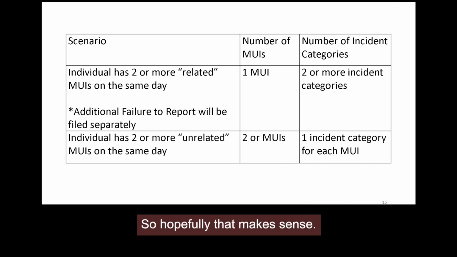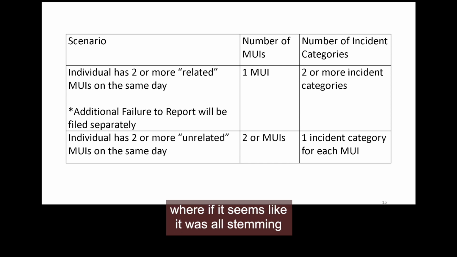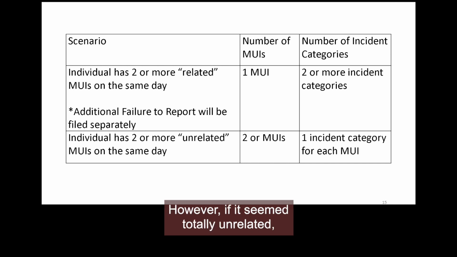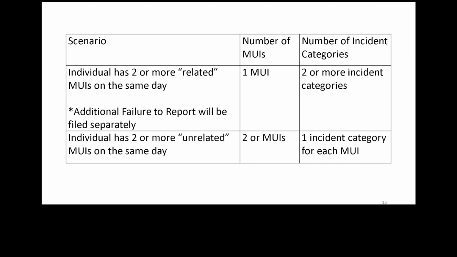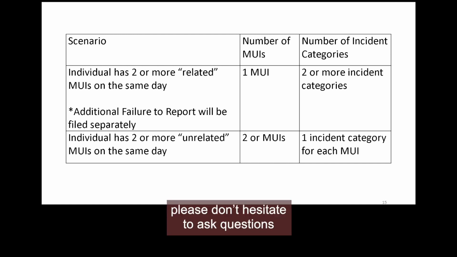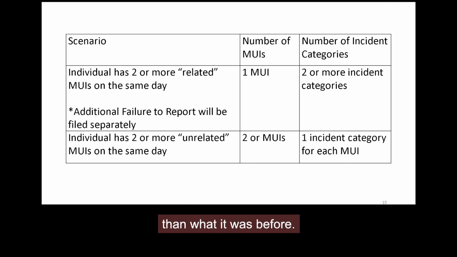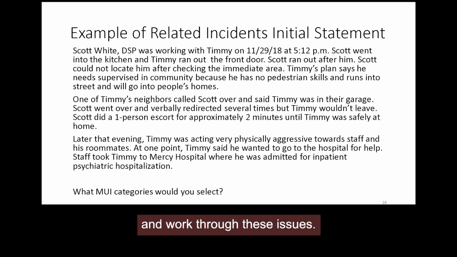So hopefully that makes sense. We tried to create some efficiencies where, if it seems like it was all stemming from the same event, and it made sense, we would make that one MUI with multiple categories. However, if it seemed totally unrelated and it really didn't make sense, then we're going to keep those as 2 separate MUI filings as we have them today. As we go through this presentation, please don't hesitate to ask questions, and hopefully the audio is a little better than before, and we'll continue to have the conversation and work through these issues.